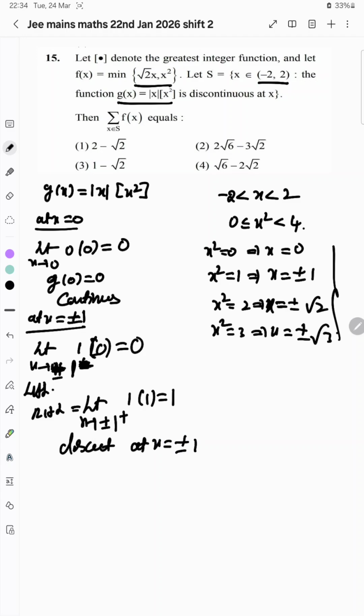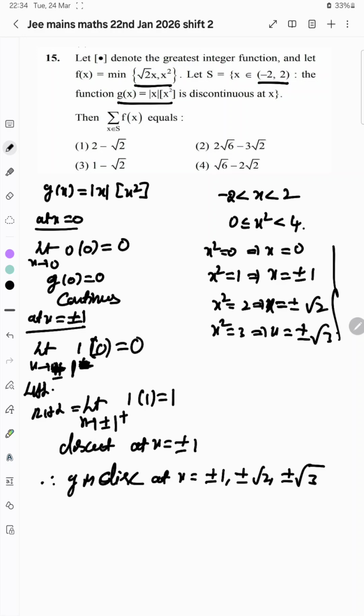Similarly, at every remaining point discontinuity is possible, and further we don't need to check it. So g is discontinuous at x equal to plus or minus 1, plus or minus root 2 and plus or minus root 3. At every point it is discontinuous.